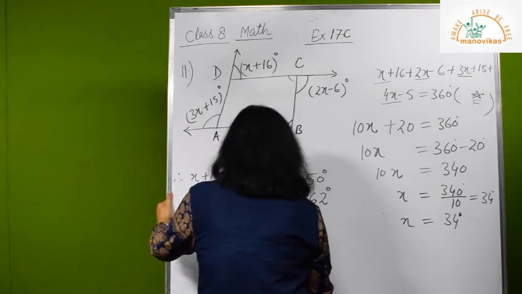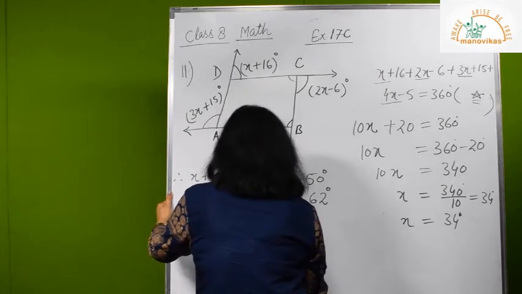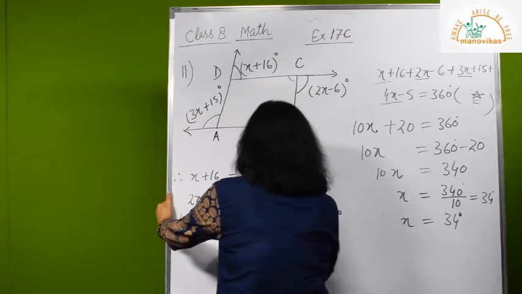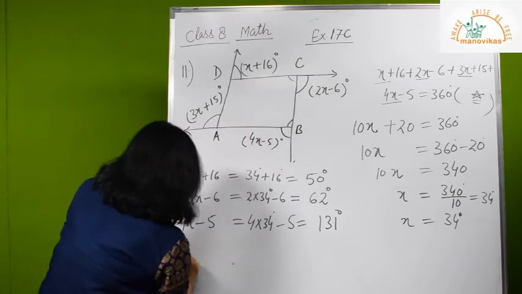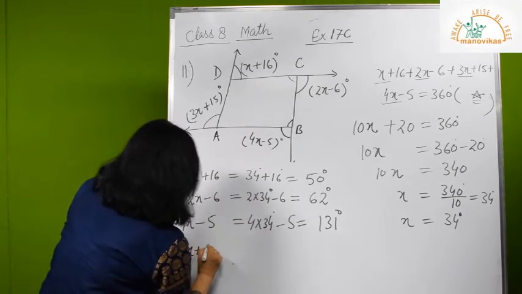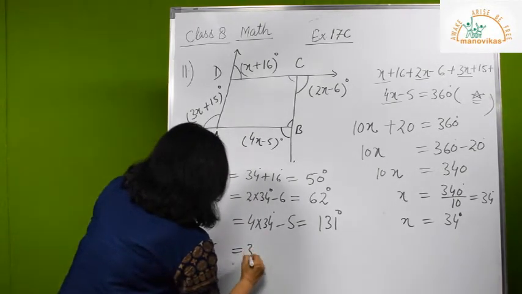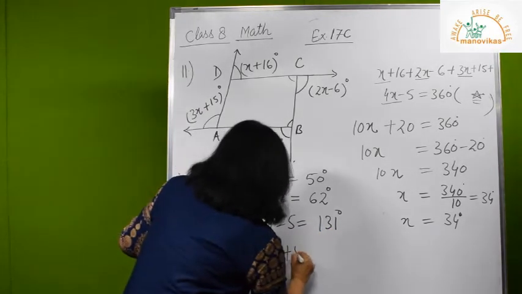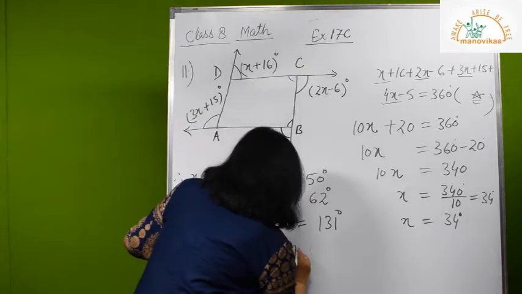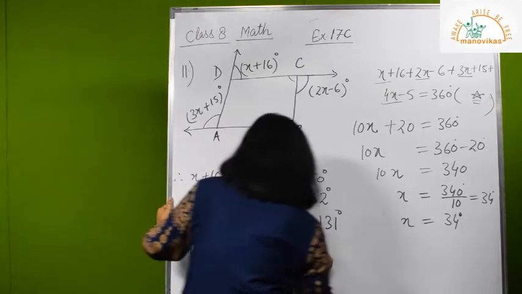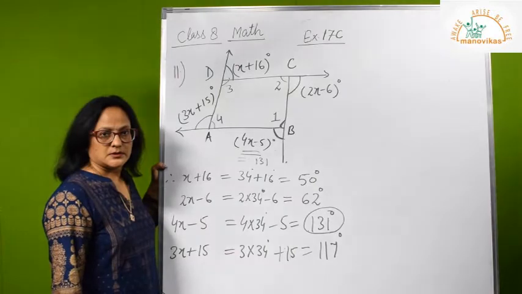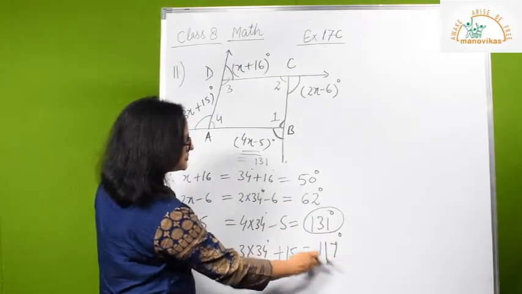And then solve this. 131 degree. And at last 3x plus 15. 3 into 34, the value of x, plus 15. Simplify. So we have found all the exterior angles.